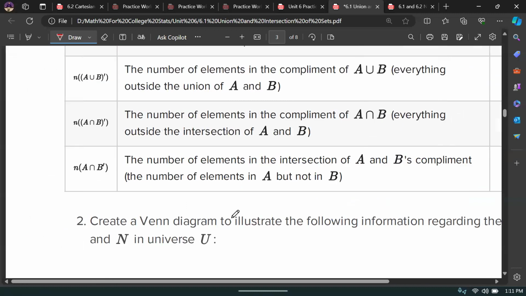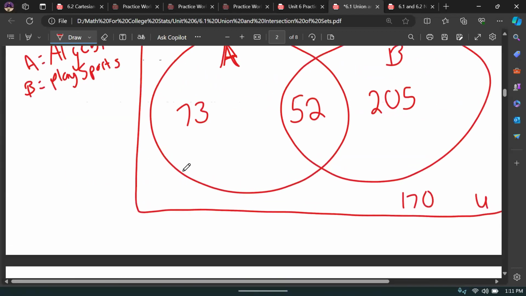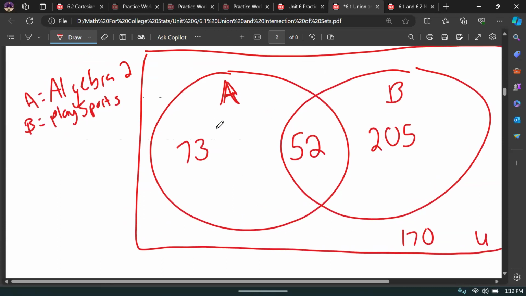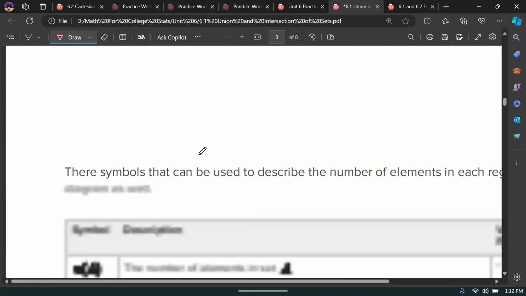And then finally, A and not B. So the intersection of A and not B. It has to be in A and it has to not be in B. That's only the 73, right? A was 125, but if we're including only the parts that don't overlap with B, then we're not counting the 52. So it's in A and not in B. That's the 73 that we're seeing here.